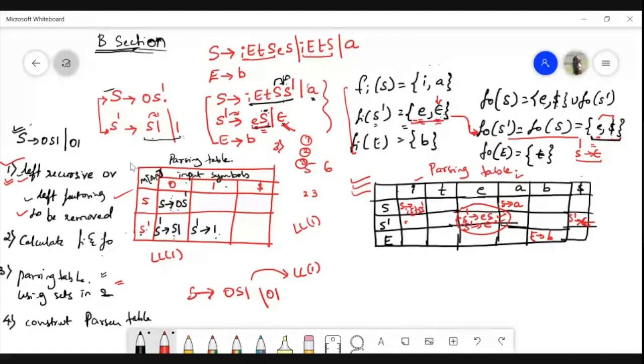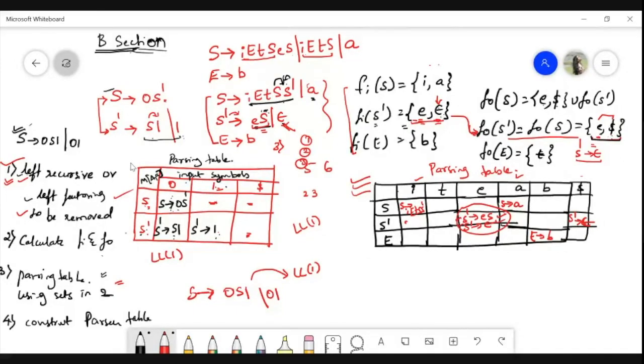Now the next thing is, you see there are a lot of empty spaces. This one is reached when the top of the stack is S and the input pointer is pointing to 1. Then it's an error, because from S I cannot derive 1. I have to go to S dash from S, and then only I can see 1. So that is an erroneous condition.